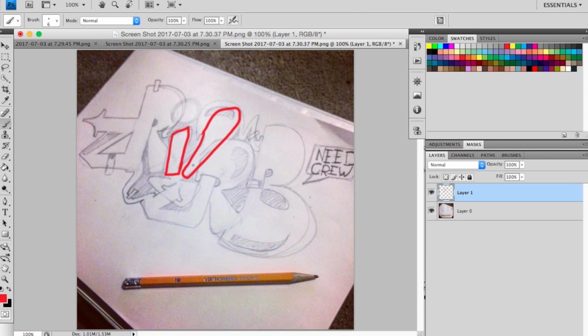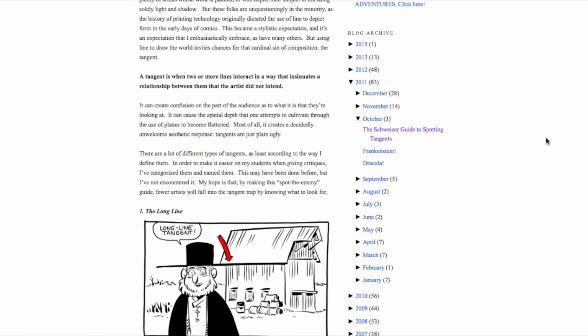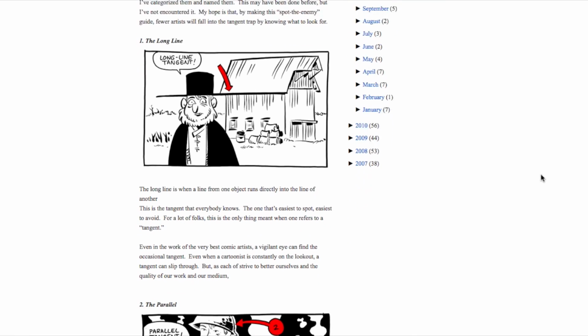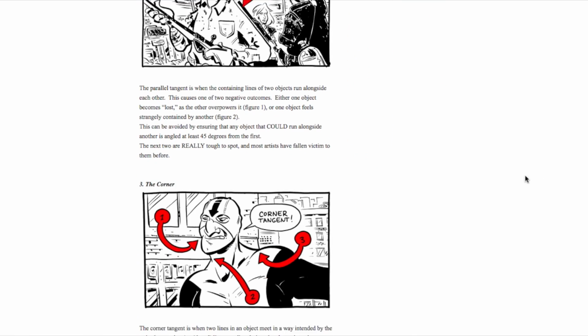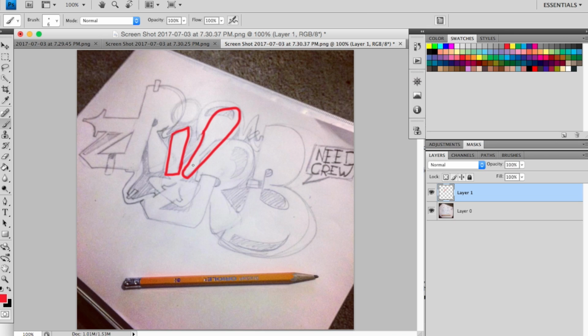That is what's called a tangent. Now, there are many different kinds of tangents out there. This is just one of the many tangents. A tangent is pretty much a line's relationship with another line. And we'll show that by showing this with this. These two lines are one, despite being two separate objects.